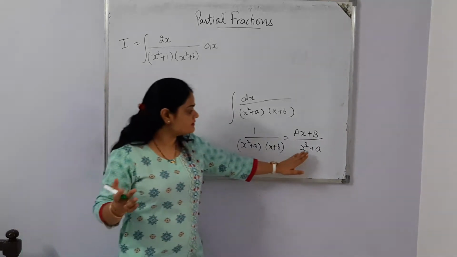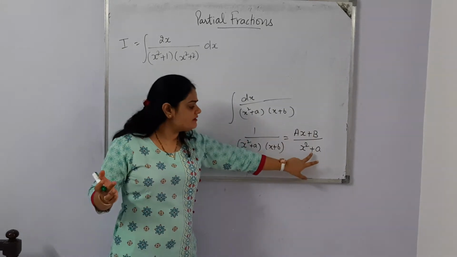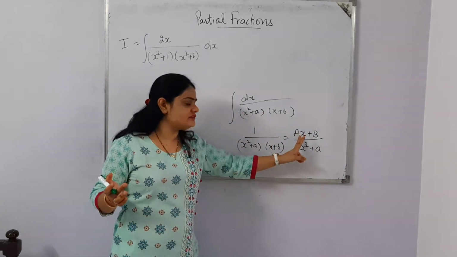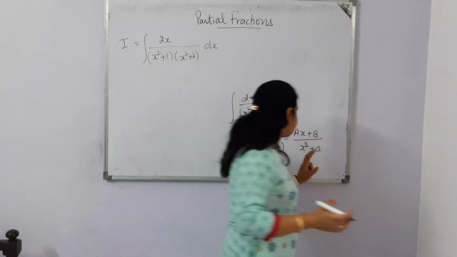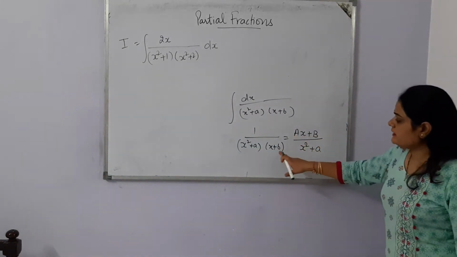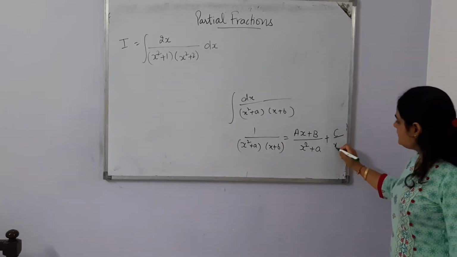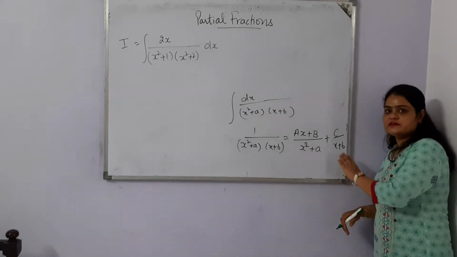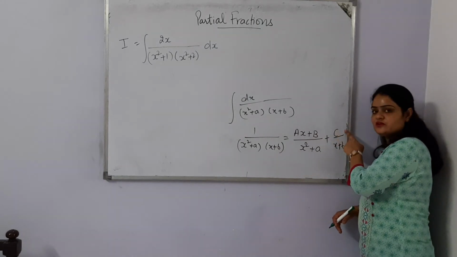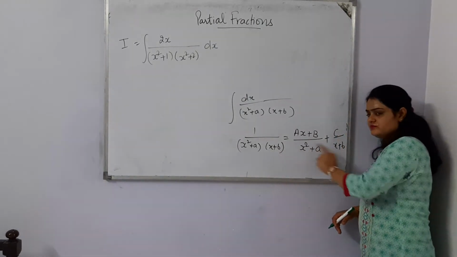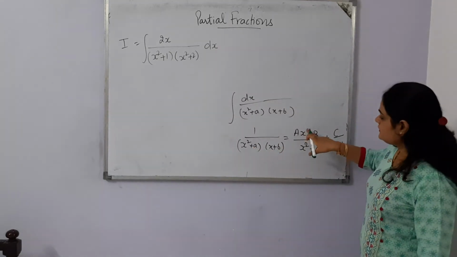This is just to remember: whenever the factor is not linear, in that case you have to assume the numerator in the form of ax plus b, that means sort of its derivative. So ax plus b, and another factor is a different factor, so c upon x plus b, that we already did in previous videos. Whenever the factor is different and linear, we take one constant upside and upon this linear factor. But whenever the factor is not linear, we have to take ax plus b.